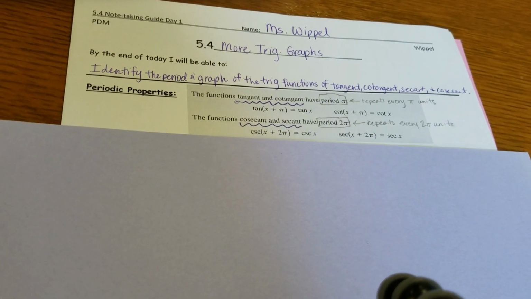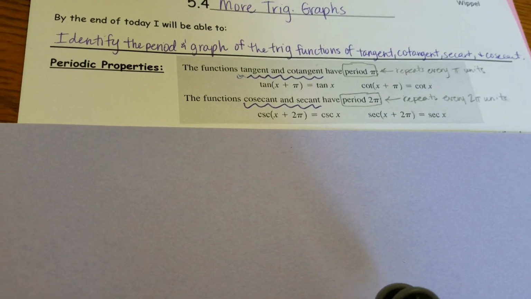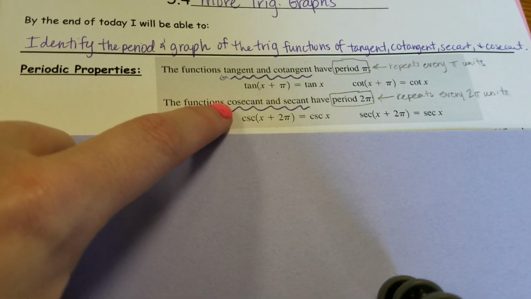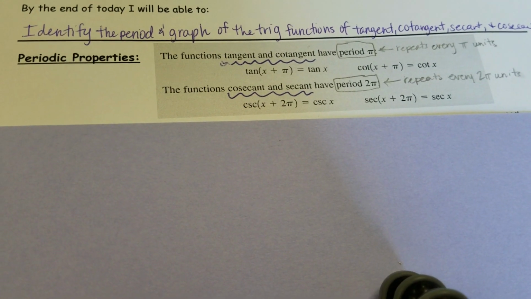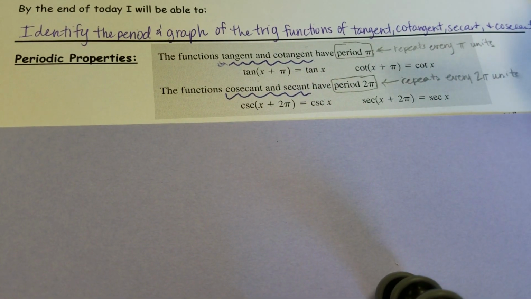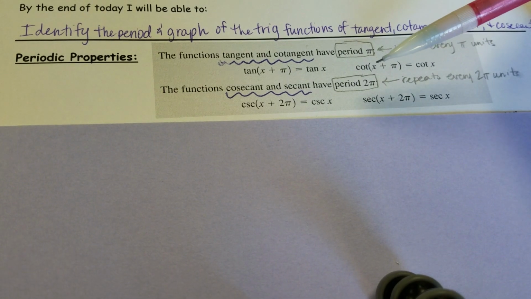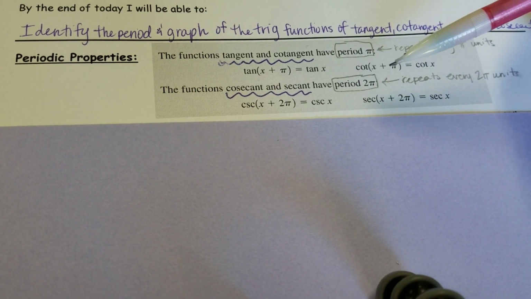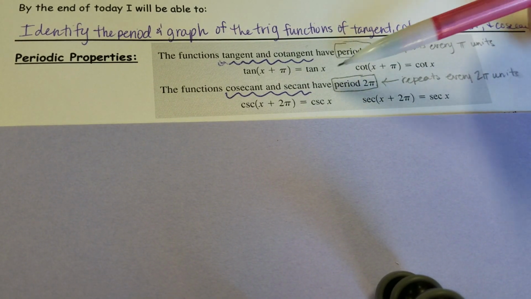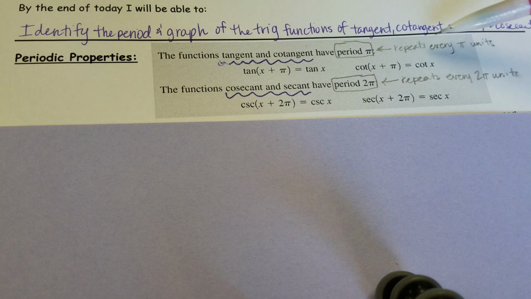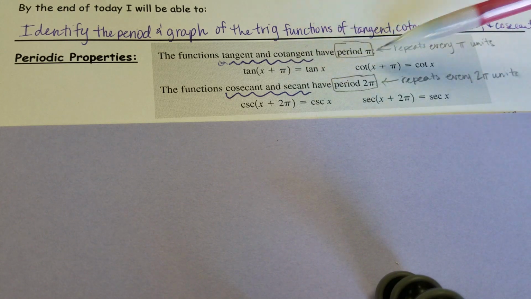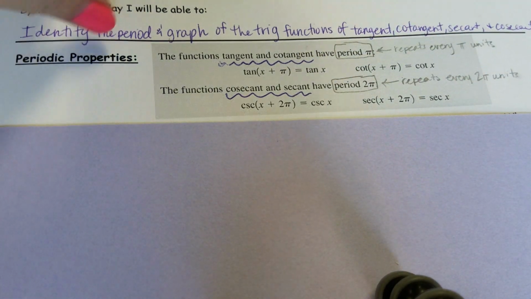Now, for the reciprocals of sine and cosine, which the reciprocal of sine is cosecant, and the reciprocal of cosine is secant, those are going to have a period of 2 pi. Sorry, I know it's a little shaky. So these are both going to be 2 pi, which means those are going to repeat every 2 pi units. Okay, so tangent and cotangent repeat every pi. Cosecant and secant are going to repeat every 2 pi.